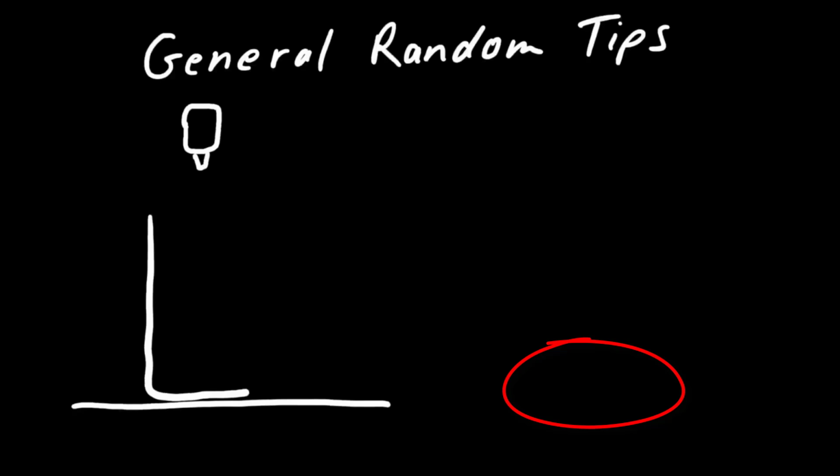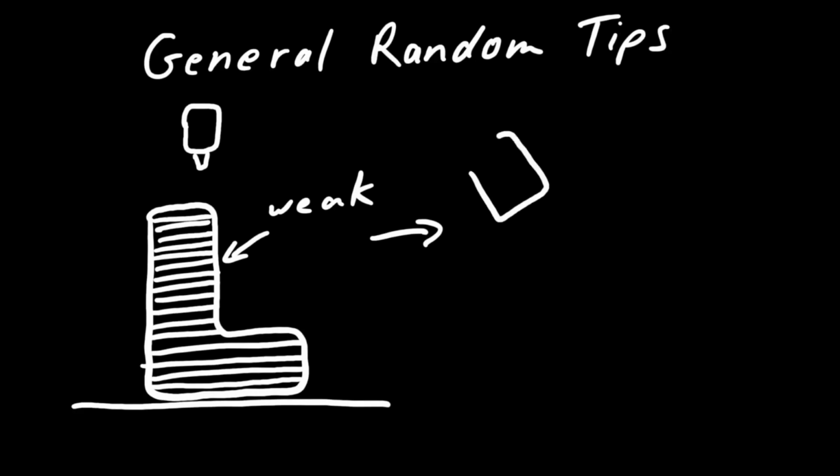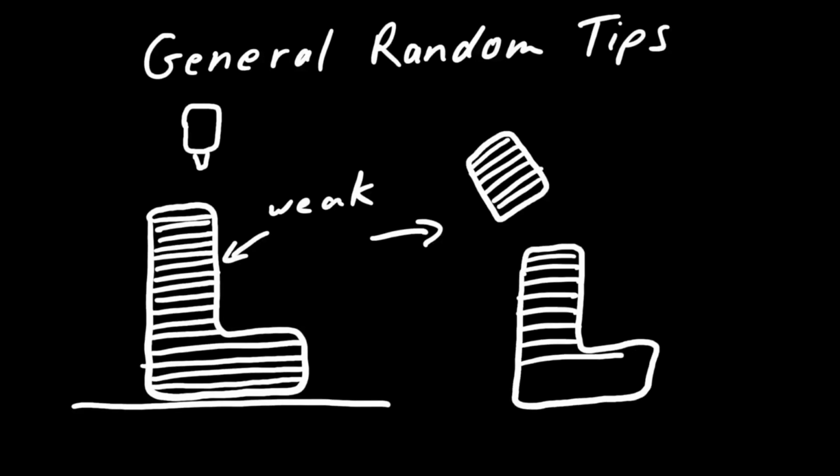The weakest point of our part will be along the layer lines. Try to orient your part so that the layer lines are perpendicular to the anticipated stresses. Flipping a part 90 degrees can result in a significantly stronger part.